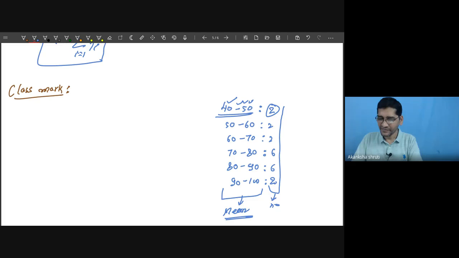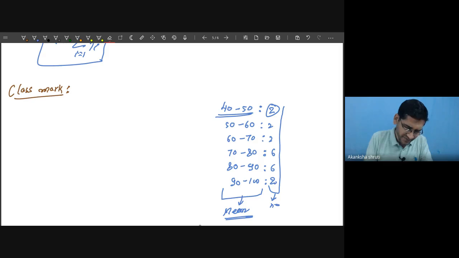So for calculating the mean data, which marks shall be taken? Because this 40 to 50 is a range of marks, and the mean will give us the mean of marks. So for a particular interval, which marks shall be taken? For that, we choose the representative of each class interval, exactly in the middle of that class interval. That representative, or midpoint of each class interval, is called the class mark.